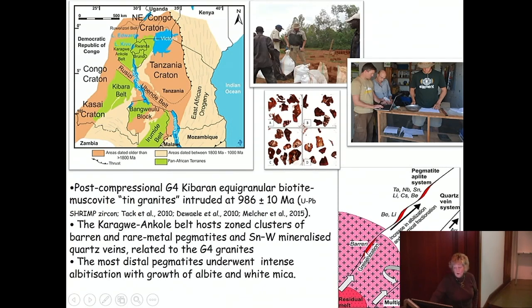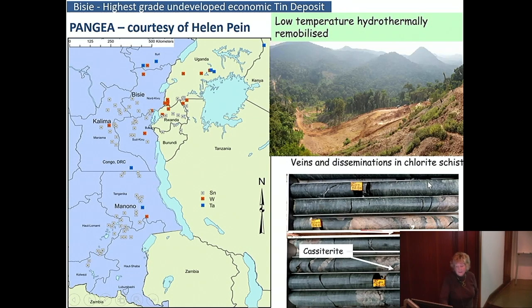They do get alteration in the granites and a little bit of disseminated mineralization. It's too low grade to be mined anywhere. And as they go out, further from the granite's parent, we get specialized rare metal pegmatites and tin associated with them. And these most distal pegmatites underwent a very intense albitization process.